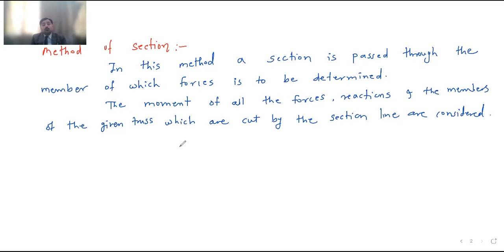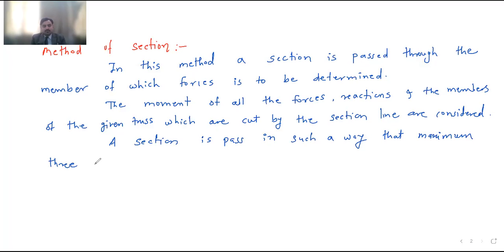Next thing is that in the next para, how to pass the section. That is the significance of the section given in the next para. So write it. A section is passed in such a way that maximum three members are cut at a time.